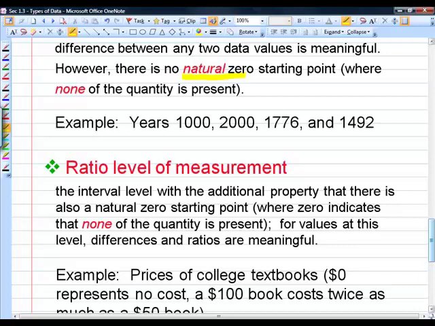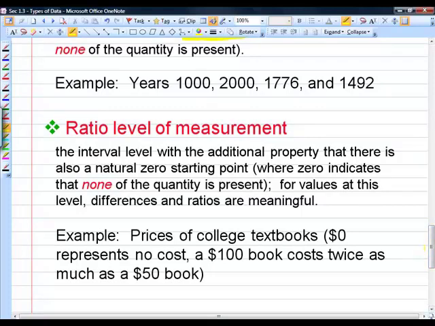So for example, if I have $50 and you give me $50, I can say I have twice as much money as I started with. And it is possible to have $0. And we're not going to talk about negative dollars because we're responsible people. We don't have negative dollars. So for example, prices of college textbooks where 0 represents no cost. A $100 book costs twice as much as a $50 book. So money's a situation where there could be absolutely nothing present. You could have none of the dollars. And so we have a ratio level of measurement.